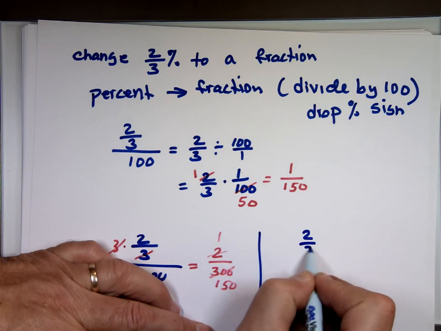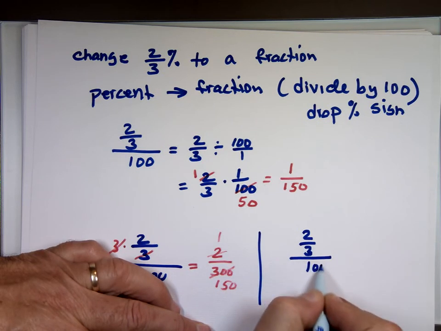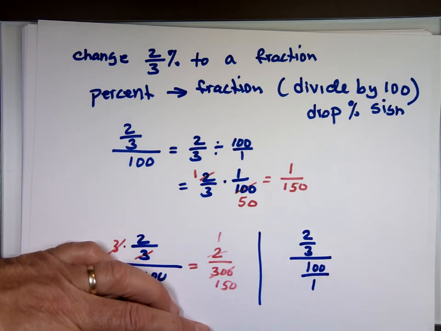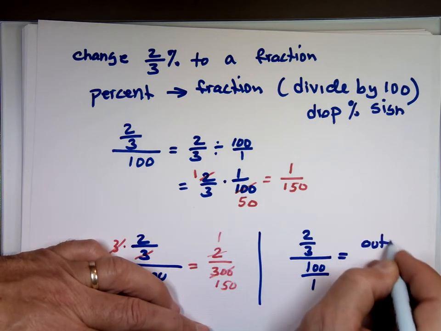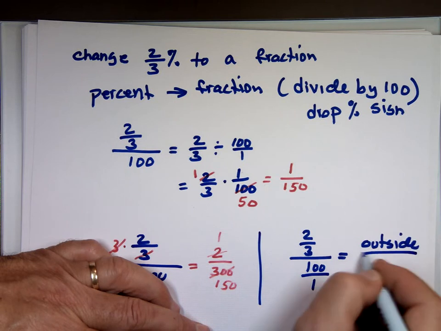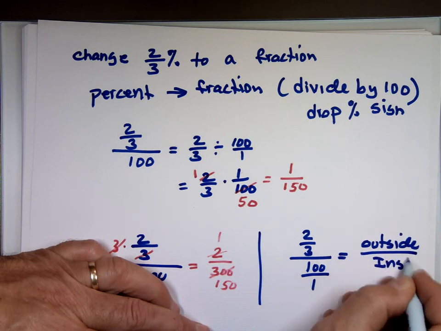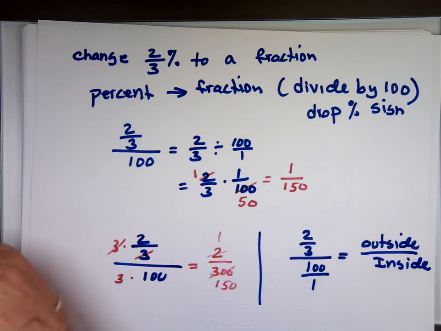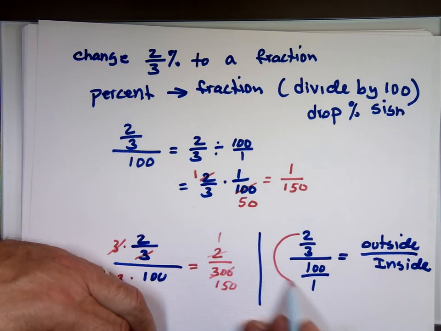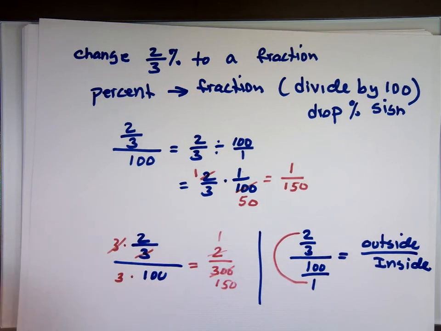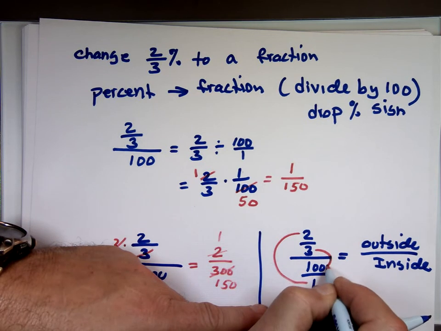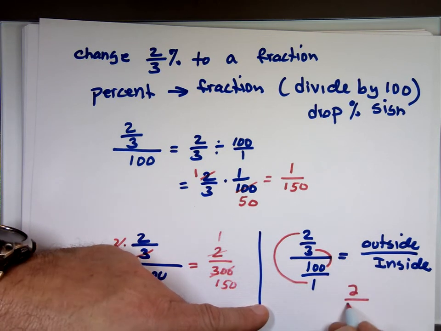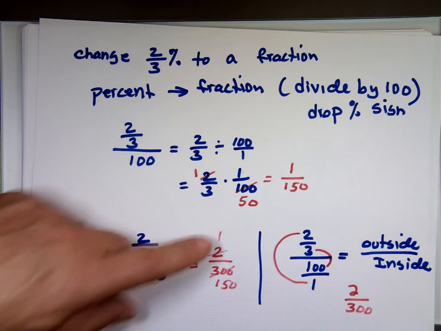I also told you before there's a shortcut when you have a fraction divided by a fraction. Make the other one a fraction. That's 100 over 1. Remember what the shortcut was? Outside over the inside. Outside, you multiply this times this. What's 2 times 1? 2. And the inside you multiply these two. What's 3 times 100? Is that the same answer you got? And you simplify it.